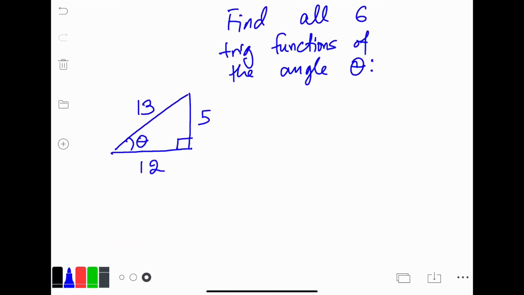So to wrap up this video, let's do this last problem here. Find all 6 trig functions of the angle theta. So if you see here, we have our angle theta. You want to find all 6 trig functions, which if you remember are sine, cosine, tangent, cosecant, secant, and cotangent. You want to find all 6 of these for the angle theta. So pause this video, try to do this problem on your own, and when you come back, the answers will be shown in a few seconds.